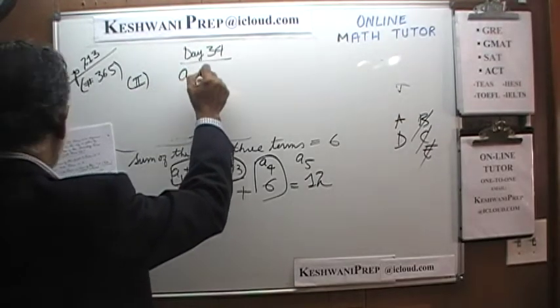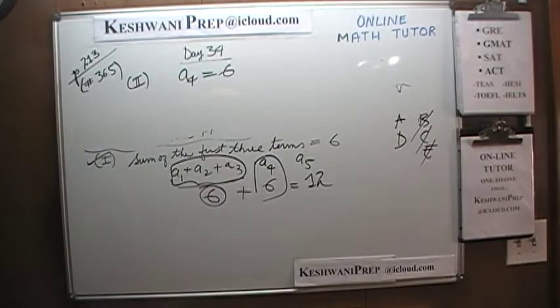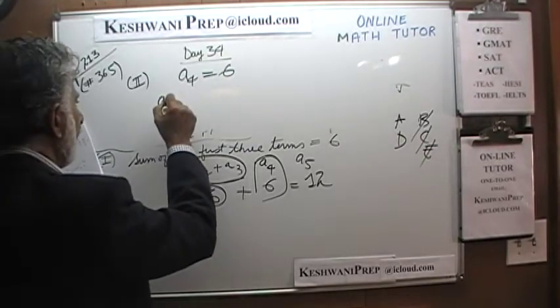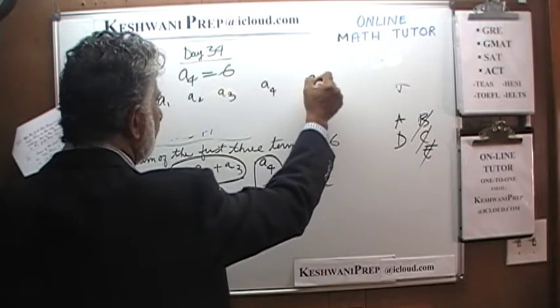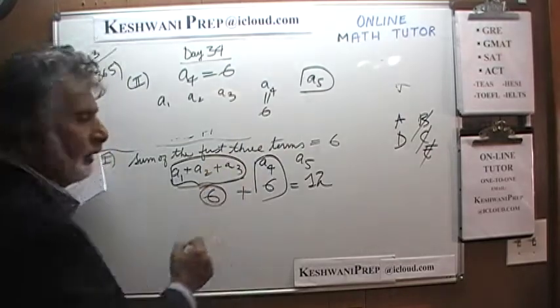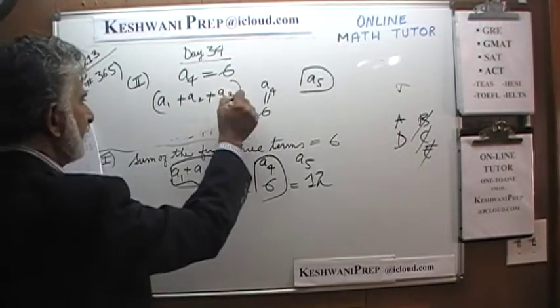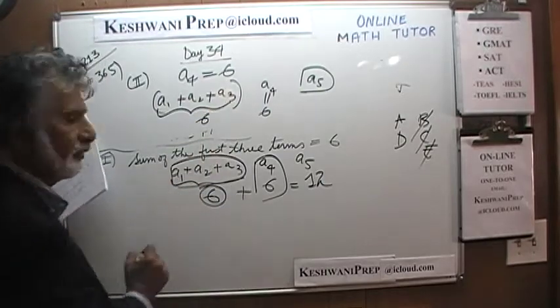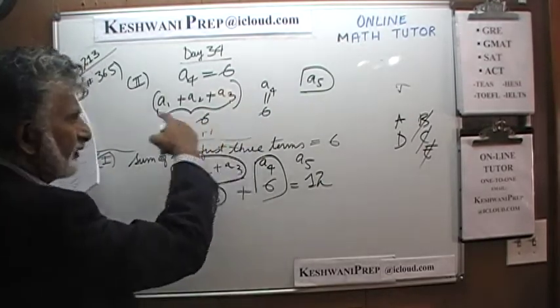The second statement tells us that A4, the fourth term, is 6. Well, that's very useful. Fourth term is 6, what does it mean? It means A1, A2, A3, A4, and we're interested in A5. This is what we're trying to find out. If the fourth term is 6, that implies that the sum of these three terms must also have been 6, because that's how we get the fourth term.